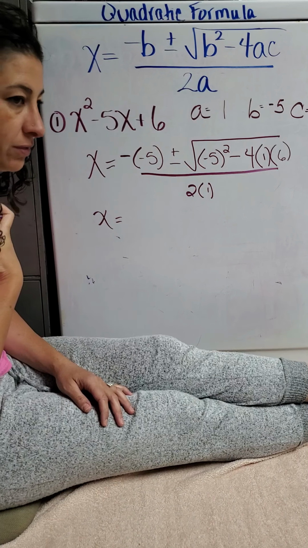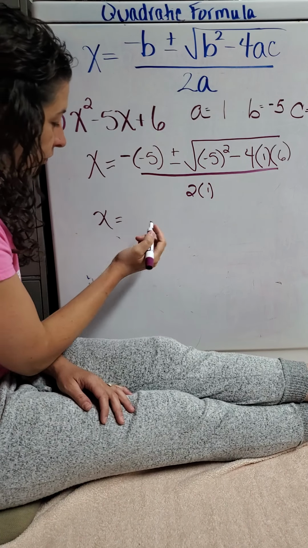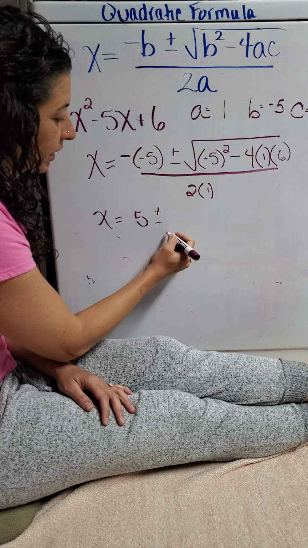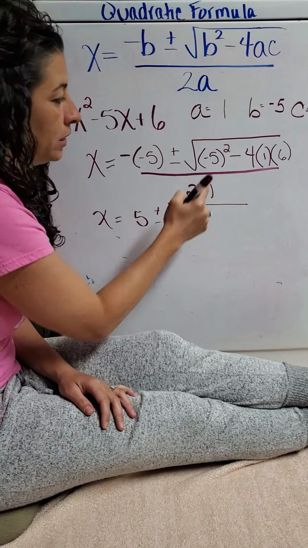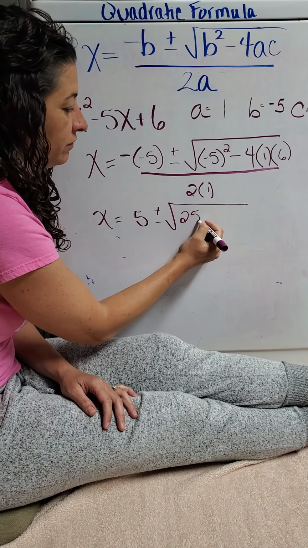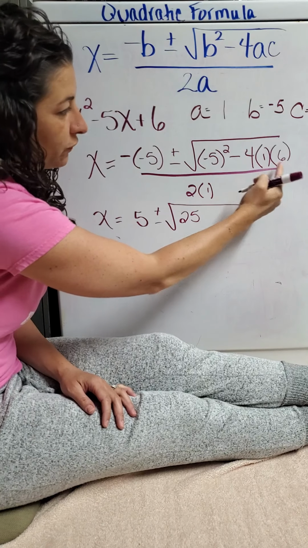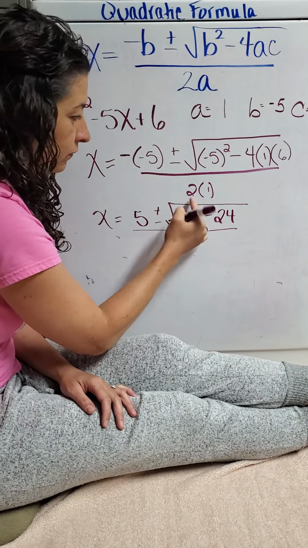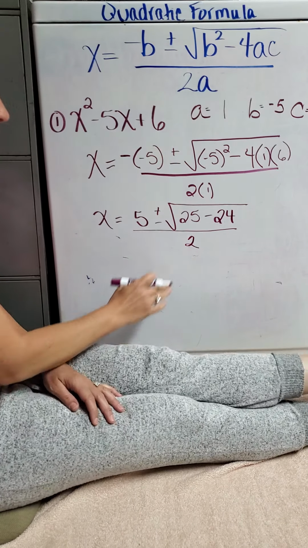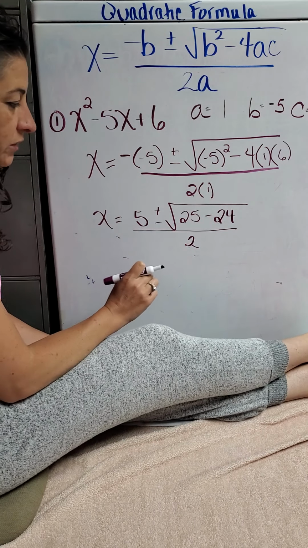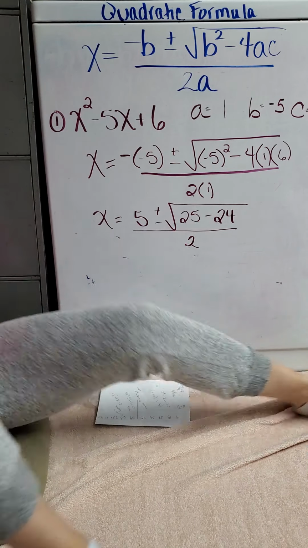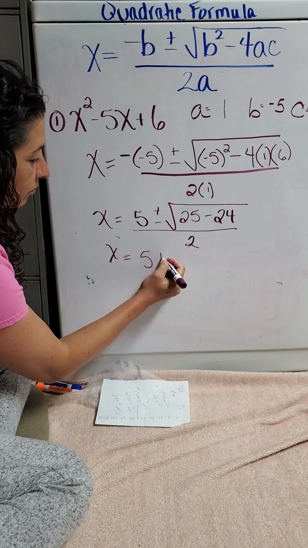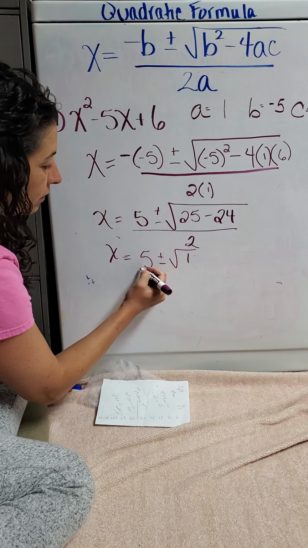So I'm just going to do the math in my head for myself. A negative times negative 5 is going to bring me to a positive. Then I have plus or minus still, the square root. Negative 5 squared is 25, minus 4 times 1 is 4, times 6 is 24. And that whole thing over 2 times 1, which is 2. And now I can work this out. 25 minus 24 is going to give me 1. So I have x equal to 5 plus or minus the square root of 1, all over 2.